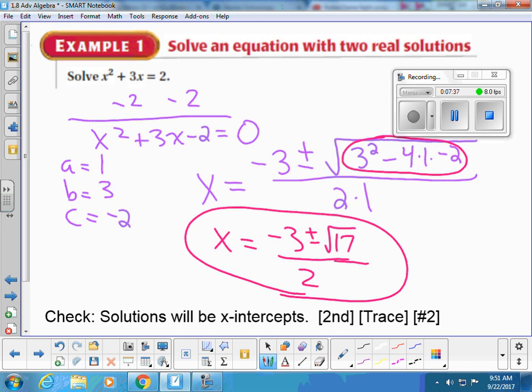And then this is just a fun check. Your solutions will be x-intercepts. So I want to refresh your memory on how to do graphing and how to find x-intercepts. Here's where Desmos is awesome. Desmos shows you the x-intercepts right off the bat. I know Ben uses that.